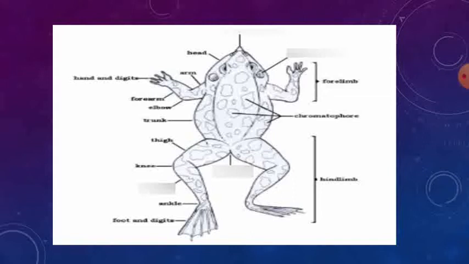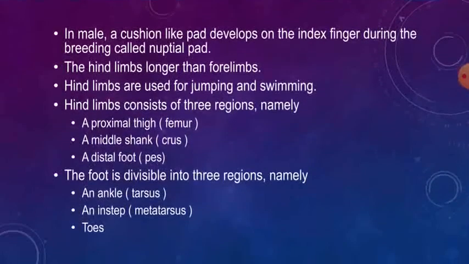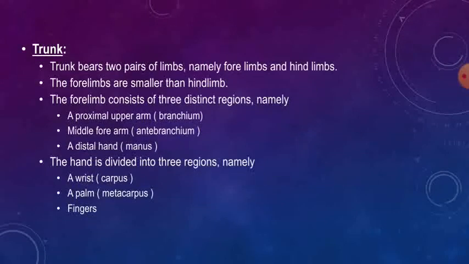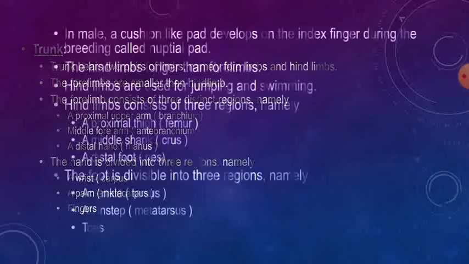And you can see in the hind limb toes, the toes are webbed, and at the posterior end of the trunk there is an opening that is called cloacal aperture. So this is about the trunk. Okay, so forelimbs and hind limbs.